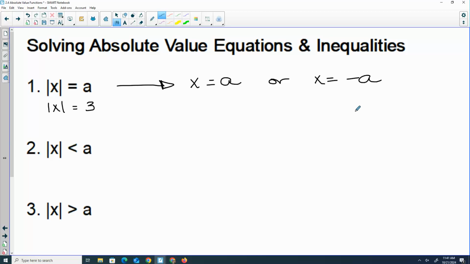What those inequalities mean. So number 2, when I say the absolute value of x is less than a, so let's think for a second. If I said the absolute value of x is less than 3, absolute value measures distance from 0.